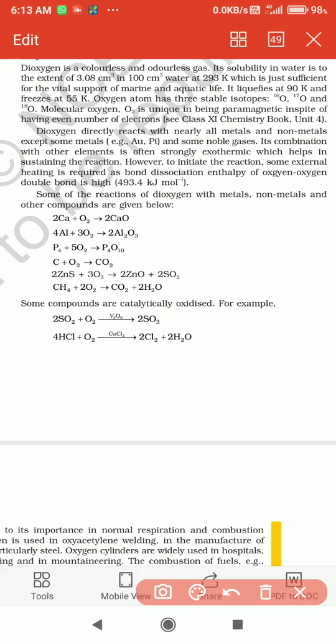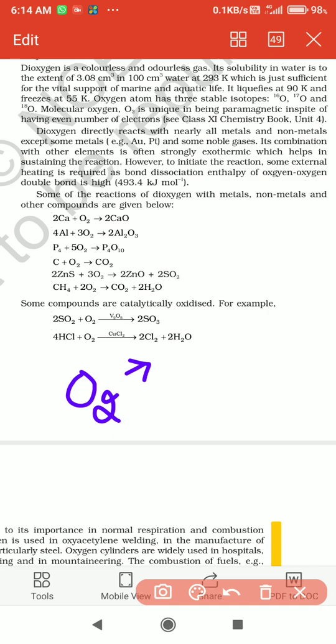So dioxygen is a colorless and odorless gas. That means oxygen gas has no color and no smell. Its solubility in water is 3.08 cm³ in 100 cm³ of water at 293 Kelvin, which is just sufficient for the vital support of marine and aquatic life. It is very helpful for all aquatic living organisms.